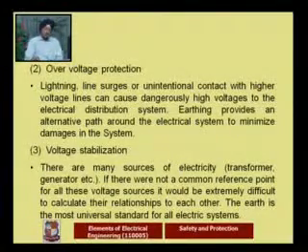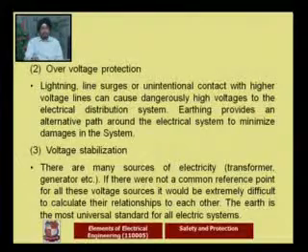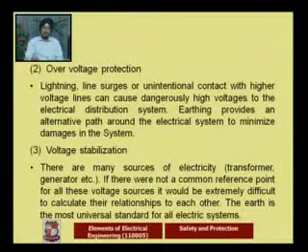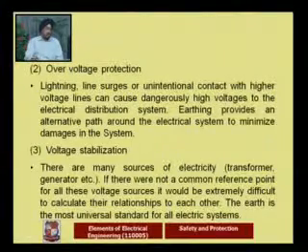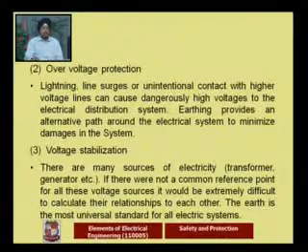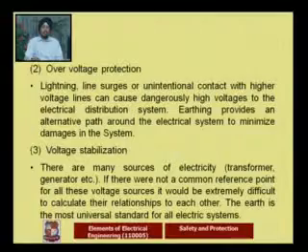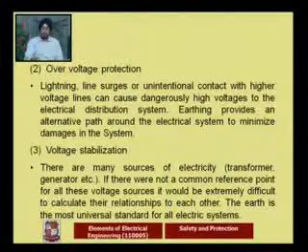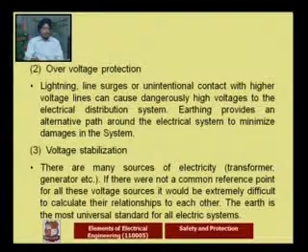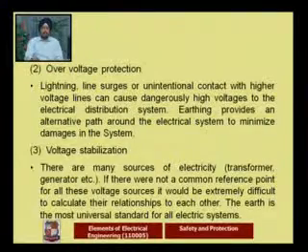Over voltage protection. Many times we have heard that equipment burns due to voltage fluctuation, lightning or over voltages. Proper earthing is one of the safety measures that will provide protection, because lightning, line surges or unintentional contact with higher voltage lines can cause dangerous high voltages in the electrical distribution system. In the end, it will reach our home appliances, the domestic side or the industrial side. Earthing provides an alternative path around the electrical system to minimize the damage in the system.